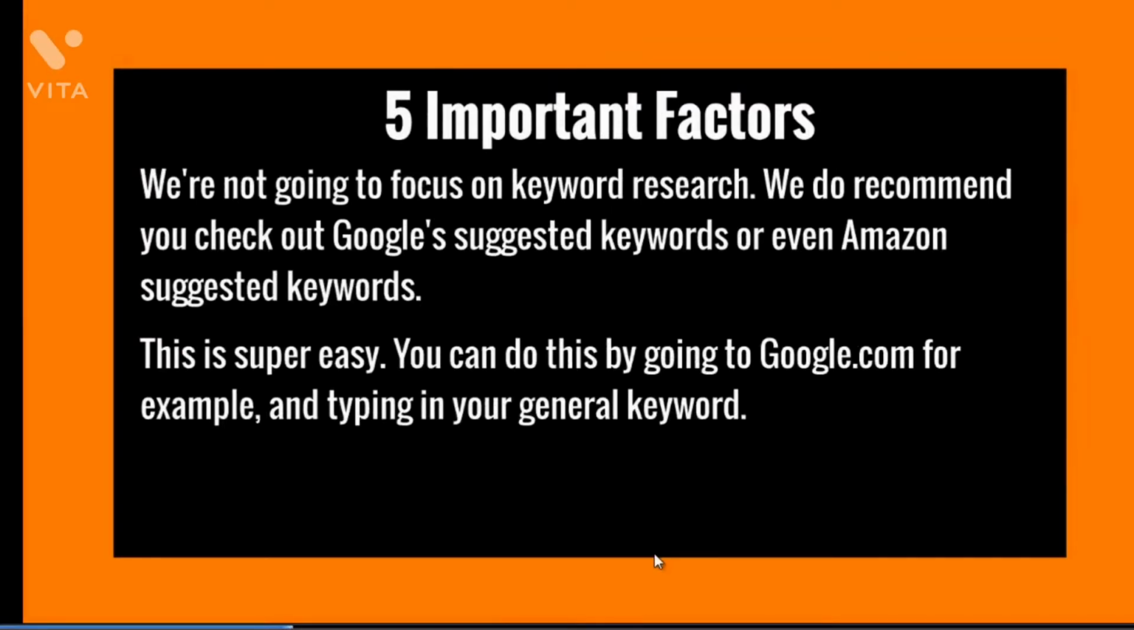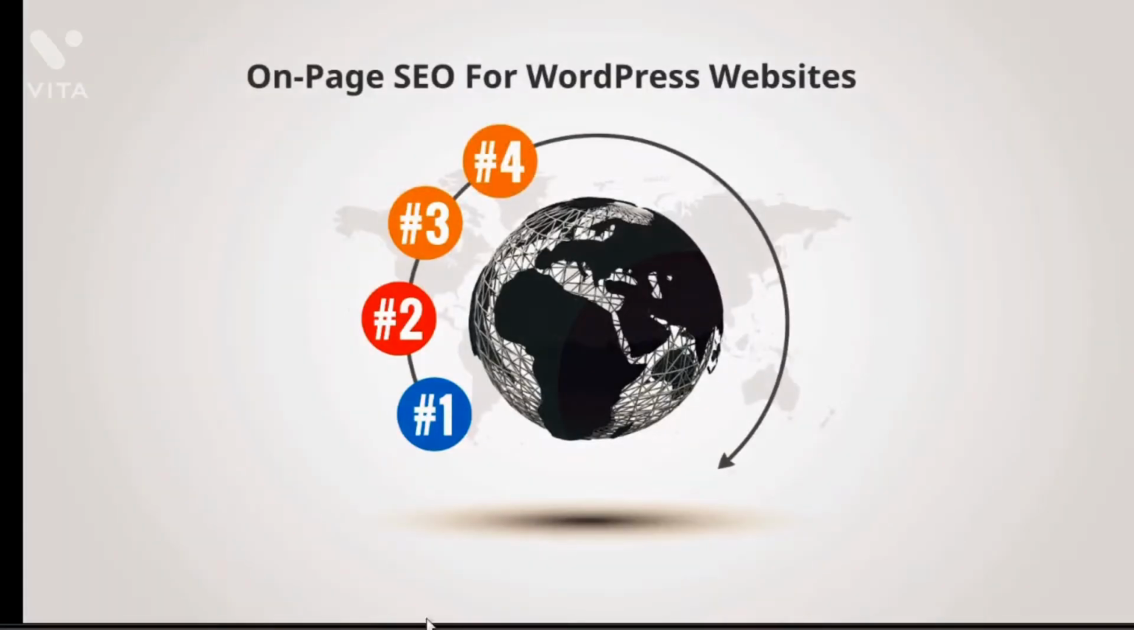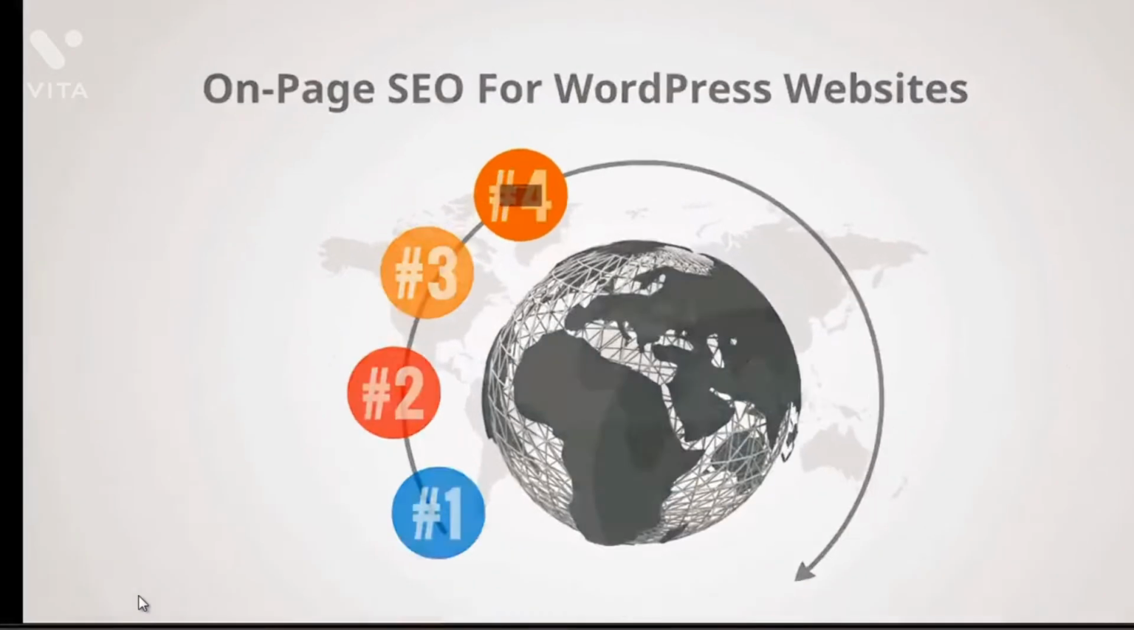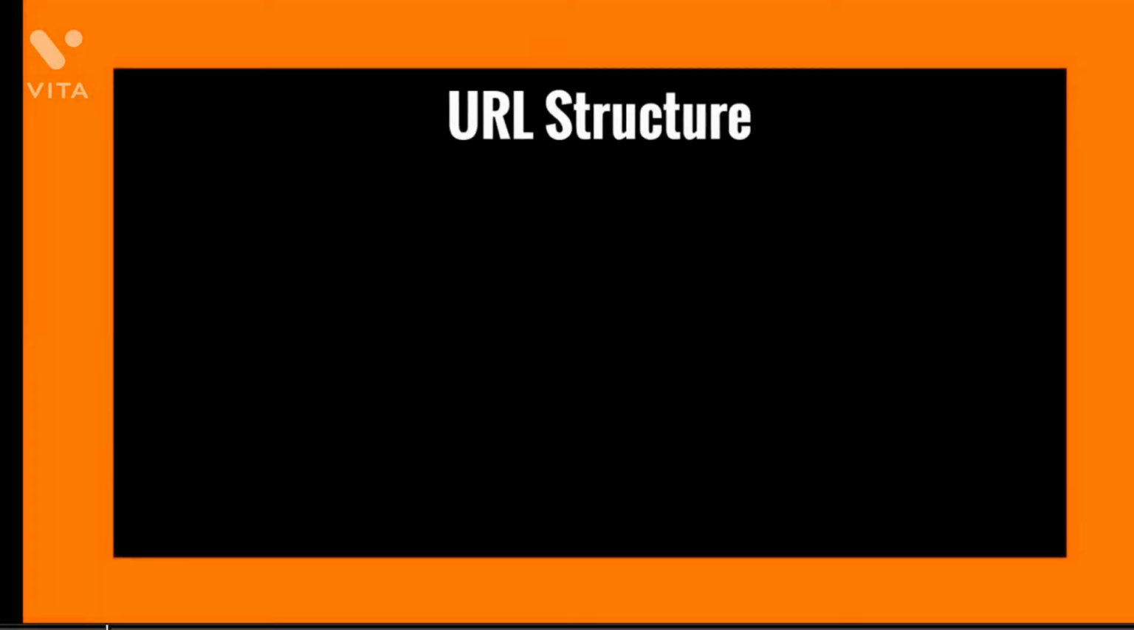I'm going to pause the video, and as I showed you earlier, those were the 5 main factors. It was a quick overview of the other factors. And let's just take a quick look at the other factors to see if we can find any kind of golden nuggets that stand out to us. Okay, welcome back. This is video number 4, and we're going to talk about the URL structure.